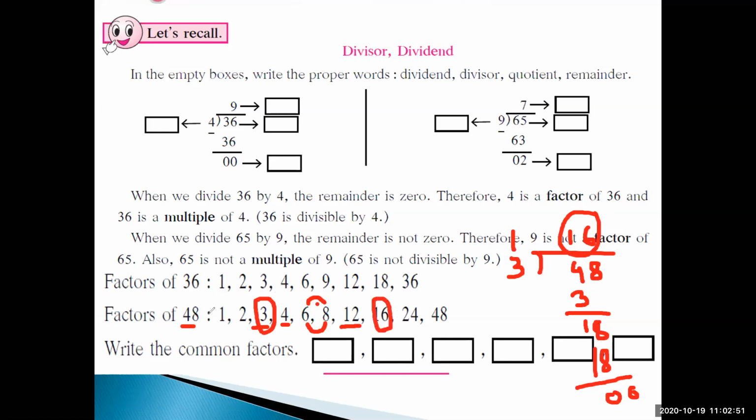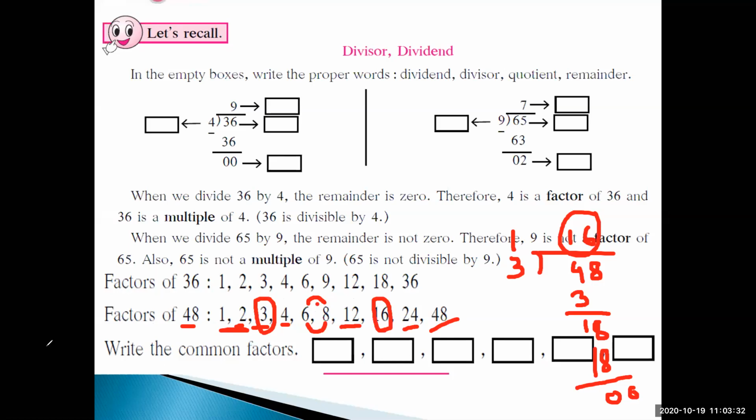Now we're looking for 2. If we divide 48 by 2, we will get the answer 24. So after 16 we'll write here 24. And then which number is left? Only 1. When we divide 48 by 1, we will get the answer 48. So that would be our other factor. So the factors of 48 are 1, 2, 3, 4, 6, 8, 12, 16, 24 and lastly 48.